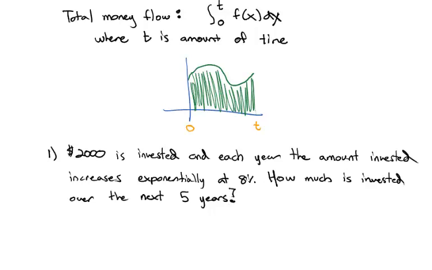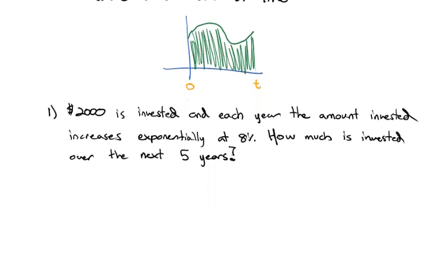So the idea is we've got $2,000 invested in the first year, and then, well, continuously over the first year, and then increase 8% continuously over the next year, increase 8% continuously over the next year. 5 years, 5 times 2,000 is about $10,000, but with interest we would expect to get a little bit more. So let's see what happens.